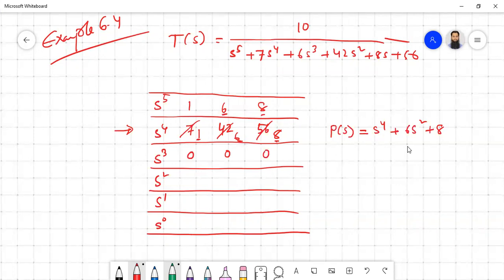So the procedure is very simple. You differentiate the even polynomial equation with respect to s and find the result, which is 4s cubed plus 12s plus 0. Now these coefficients will replace the 0 row, that is 4, 12, 0. And again, as you can see, it can be further divided by 4. So actually it will be 1, 3, and this is 0. Now, after doing that, you can go for completion of the table.